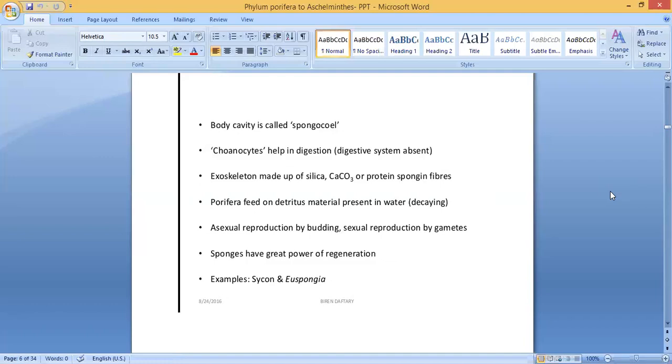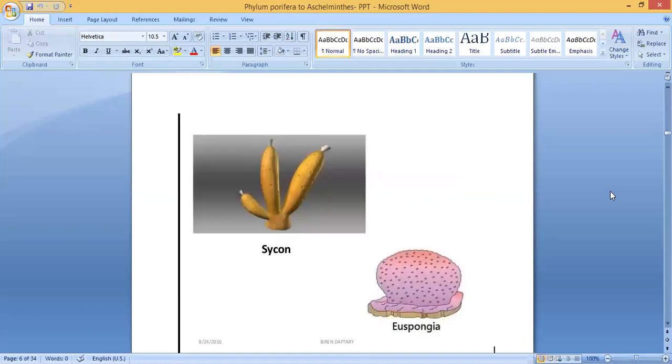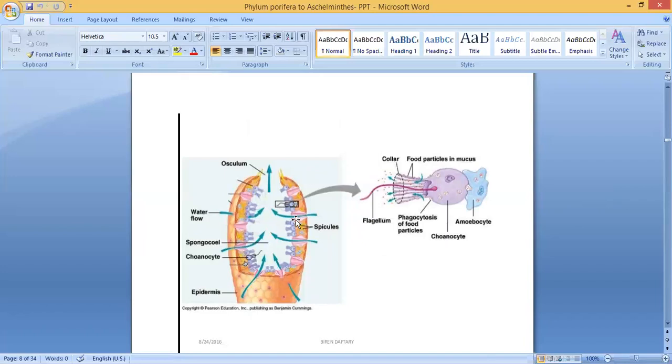The body is supported by a skeleton of spicules or spongin fibers. Clear? It is also known as spicules. You can see here which are the spicules. I'll show you. Yeah, here. This one. These are the exoskeleton. Okay, look here. These are the spicules. These are the choanocytes.